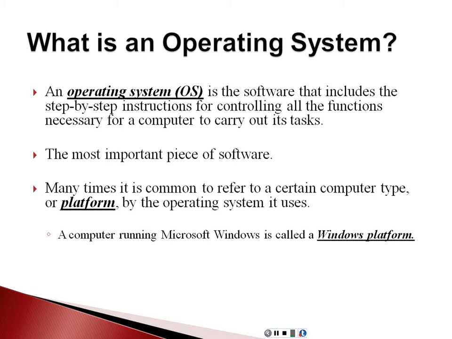And many times, it's common to refer to a certain computer type or platform by the operating system it uses, meaning if a computer is running Microsoft Windows, it's often referred to as a Windows platform. And we're going to talk about different types of software or different platforms in just a minute.